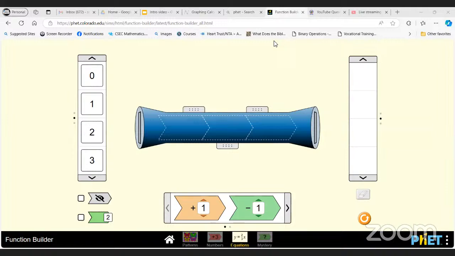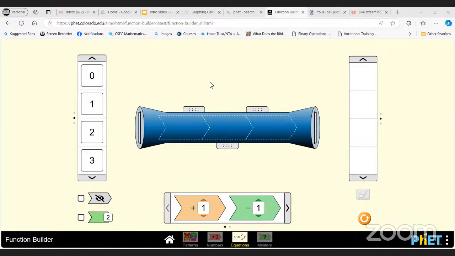We're looking at relations, functions, and graphs, going through CXC possible questions. I just want to help you get a better understanding of what a function really is.